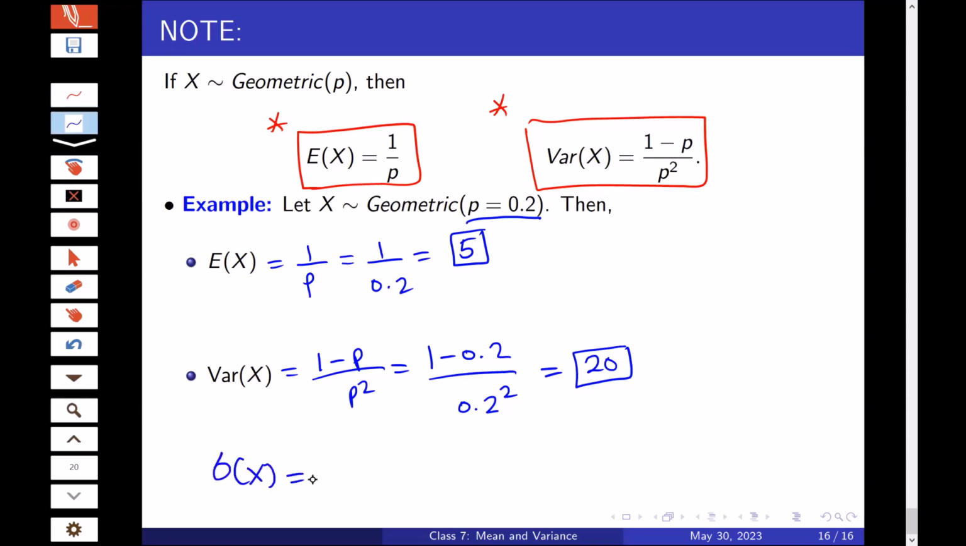And one more last question, if you want to find the standard deviation of a random variable which follows a geometric distribution, just find the variance first and then take the square root of it. Okay, so this definition is not going to change. So if you want to find the standard deviation, just find the variance first and then find the square root of the variance. Then you will get the standard deviation of the random variable. So in this case, it is square root of 20, which is 4.4721.